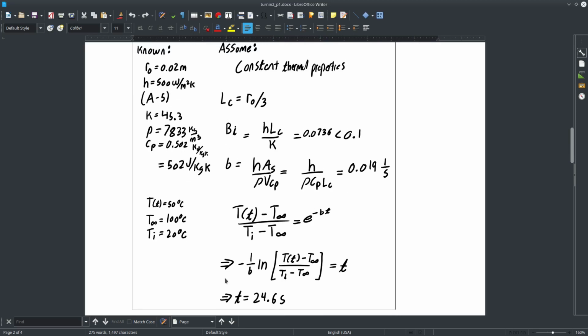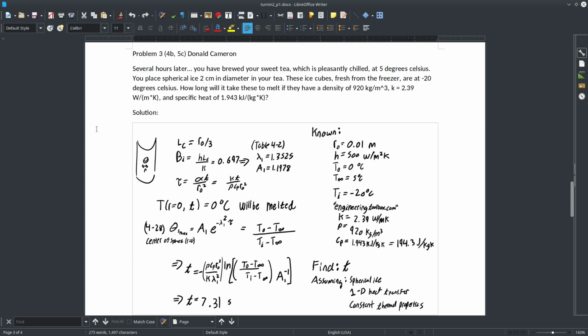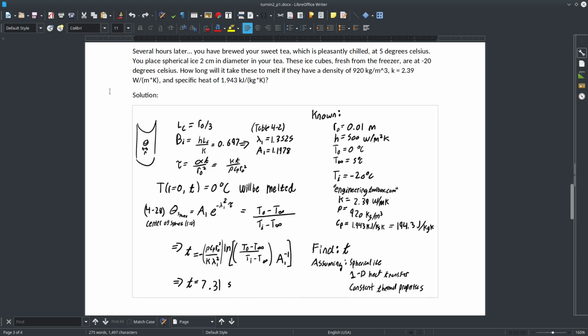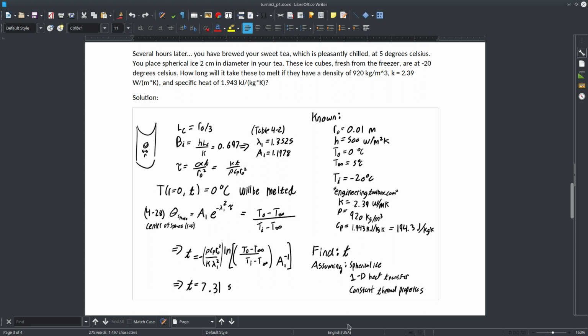This problem involves transient heat transfer 1D in space as well as a spherical coordinate system, and we are trying to find when ice will melt placed in the sweet tea of a certain temperature. And for this, we are going to assume that the ice is spherical and that this is only 1D heat transfer because it's a sphere and there are constant thermal properties. We're going to look at this with this simplified expression to say when the center of the sphere reaches 0 degrees C, it will be melted.